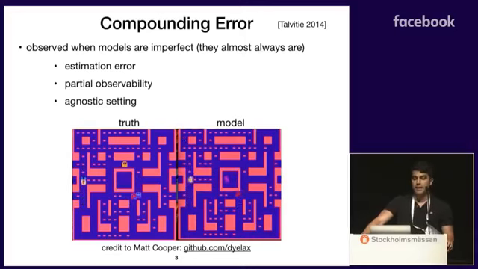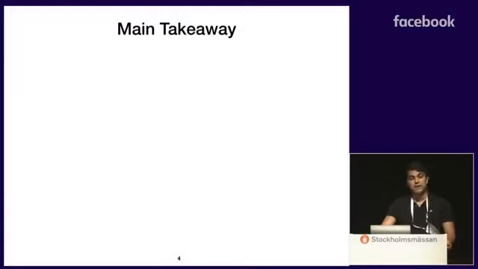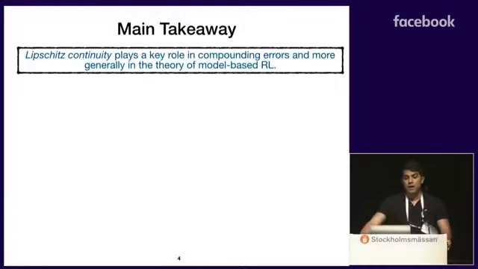So what we can see here is basically after a few time steps, the model is completely off the rails, Pac-Man is gone, and the ghosts are also gone. And so if you use this kind of model and this kind of multi-step predictions to plan, then you are not going to come up with a good policy. So this brings us to the main message of this paper, which is the following. Lipschitz continuity plays an important role in the problem I just described, which is the compounding error, but more generally in the theory of model-based reinforcement learning.